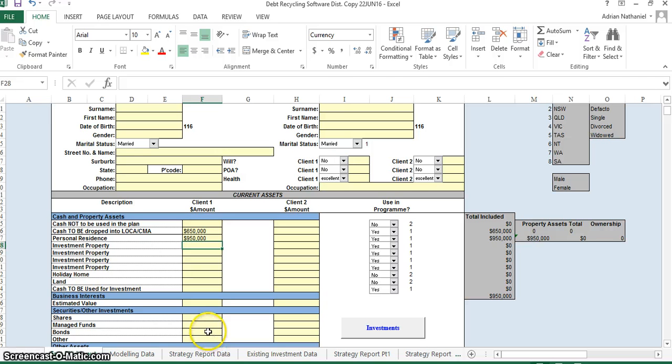Do you know the value of it, just so we can jot down the value in that? Yeah, it's approximately 500,000. Okay, substantial then.